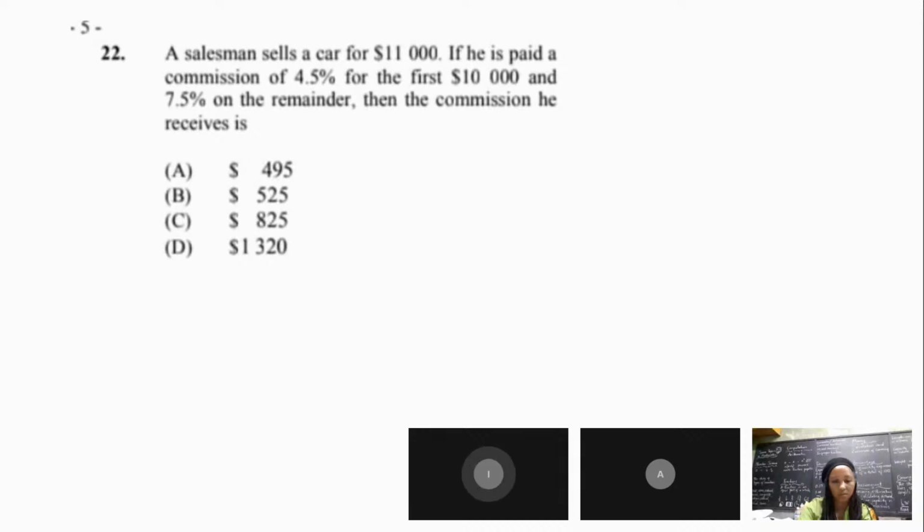Number 22. A man sells a car for $11,000. If he is paid a commission of 4.5% for the first $10,000 and 7.5% for the remainder, then the commission he receives is... Okay, so miss, would we find the 4.5% of 10,000 and then the 7.5% of the remaining thousand and add it?